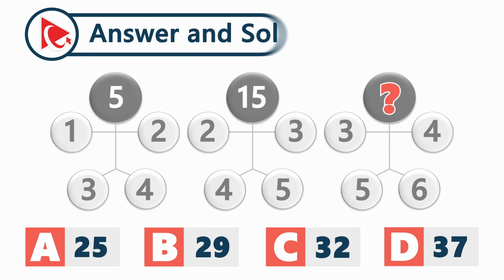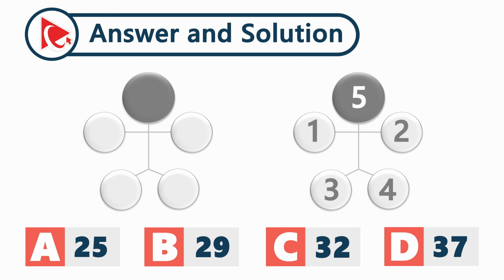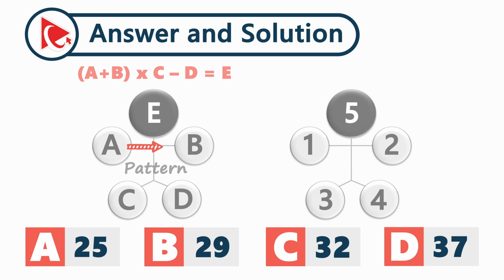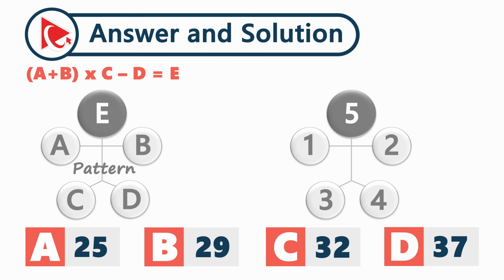As you might have guessed, the pattern here is extremely simple. To understand it, let's assign letters to each part of the villain shape: A, B, C, D, and E. So, to calculate the E, you need to add A and B, multiply by C, and then subtract D. Let's look at the example, or defeat the first villain.